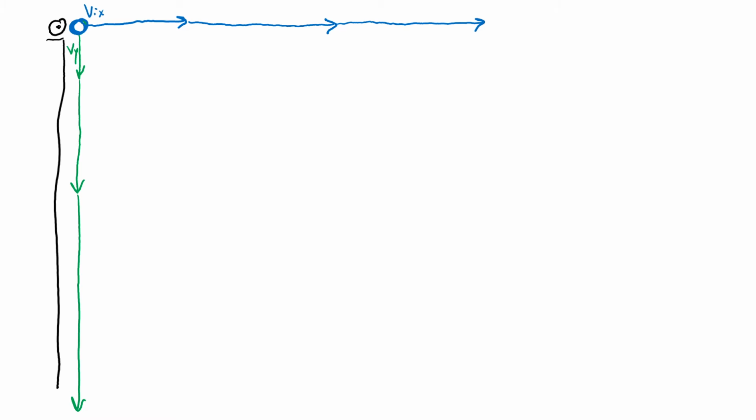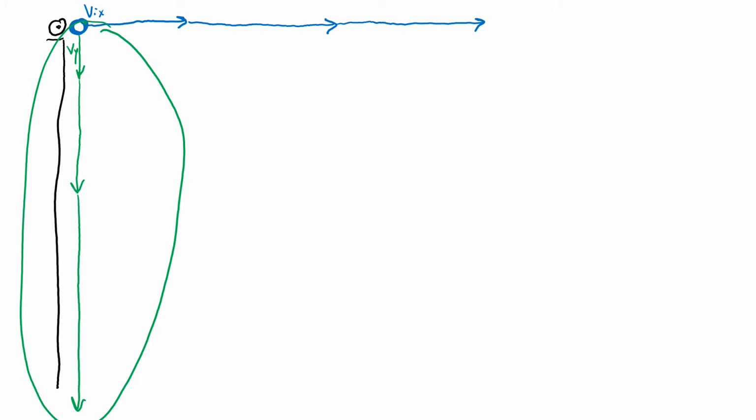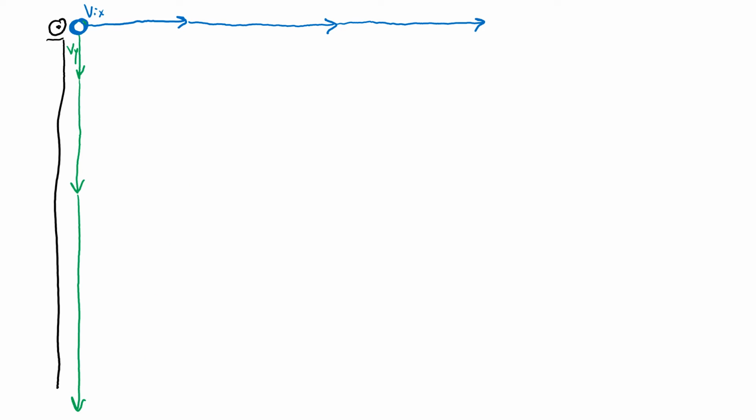It's changing in the y direction because it's accelerating due to gravity. But in the x direction, if you neglect air resistance, there's no force that's causing this thing to accelerate in the x direction. Now, as soon as I introduce the word force, we're actually talking about dynamics. But all you have to know for now is that in the x direction, the velocity is constant. And that's why these vectors, 1, 2, 3, are all the same size.